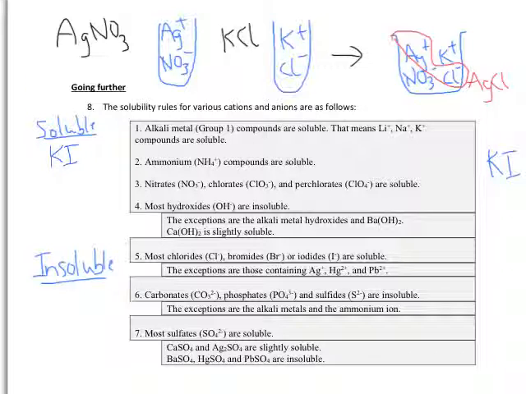Let's pick a different one. Let's go and pick now calcium chloride. If we look at our table here, we'll see that most chlorides are soluble, exception silver, mercury(II) or lead. We don't have any of those three things, so therefore calcium chloride looks like it's soluble, and we can say calcium chloride is soluble too.